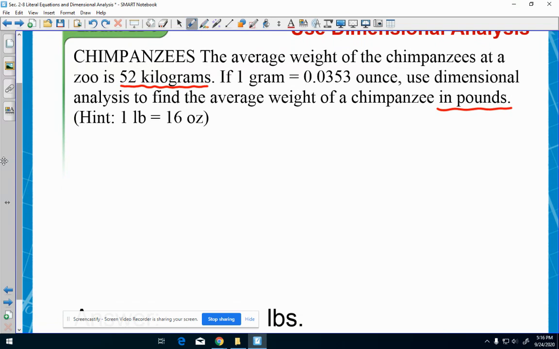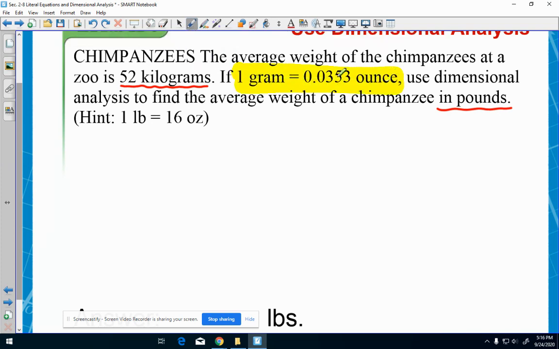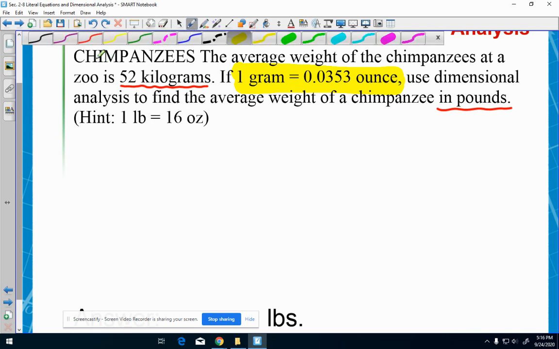I'm going to do one here for you, and then I'm going to ask you to do one after it. So follow this path. If you have questions, obviously you can play it again, or you can ask me for help. All right, so if we read this here, it says the average weight of a chimpanzee in a zoo is 52 kilograms. If 1 gram is the same as 0.0353 ounces, we're going to use dimensional analysis to find the average weight in pounds. This conversion right here is how we're going to get out of the metric system and into the US, or what we know as the customary system. All right. So 52 kilograms.